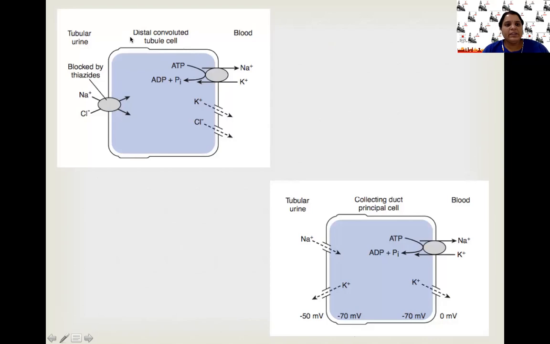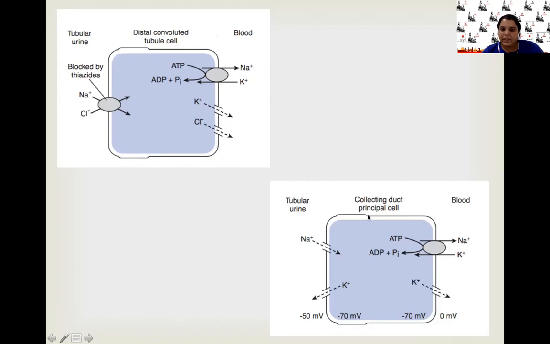In the distal nephron, sodium enters the cell along with chloride. Like in any other part of the tubule, it leaves the cell in exchange for potassium, and this potassium exits the cell independently, and the chloride which enters along with the sodium exits the cell independently. This sodium chloride co-transporter can be blocked by thiazide diuretics.